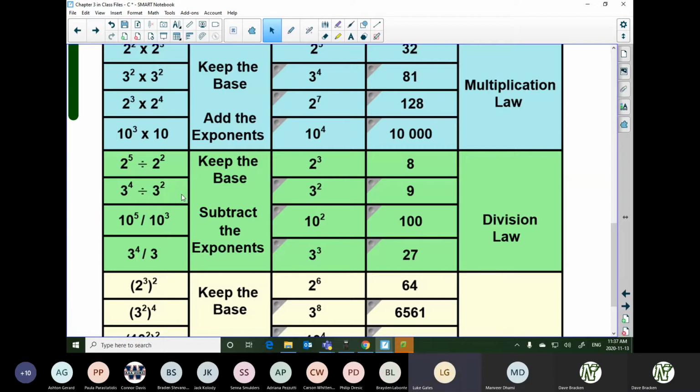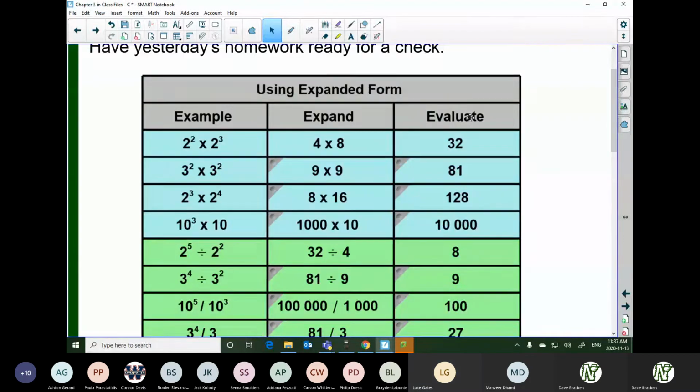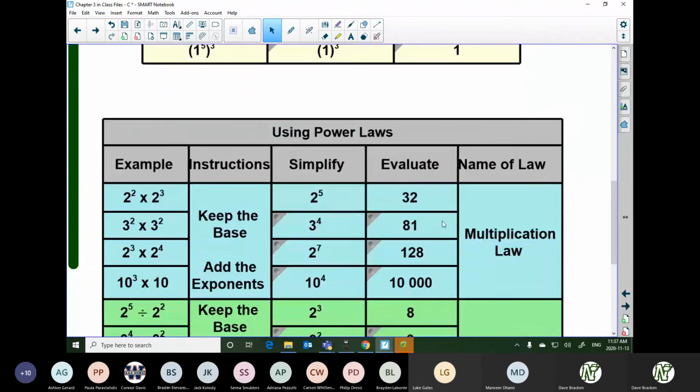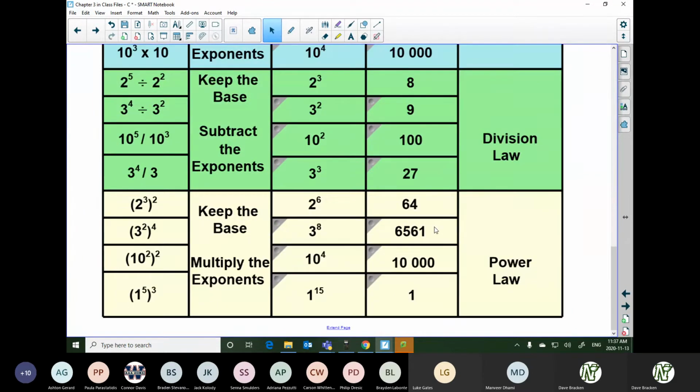They're the same numbers. They are the exact same also. So if you take a look here, all the numbers under this evaluate: 32, 81, 128, 10,000. 32, 81, 128, 10,000. 8, 9, 127, 64, 6,561, 10,001. They're all the same. So let me just step back. Everybody clear your mind for a second and just hear me out here.